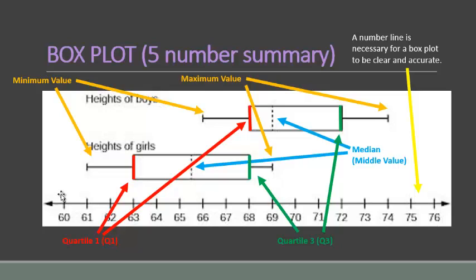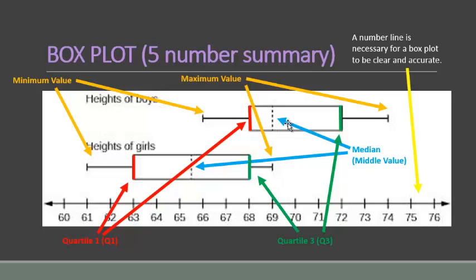The second point we look for in a box plot is the median, or middle value. It's halfway between the minimum and the maximum in a box plot, and is denoted by the dashed line and blue arrows.